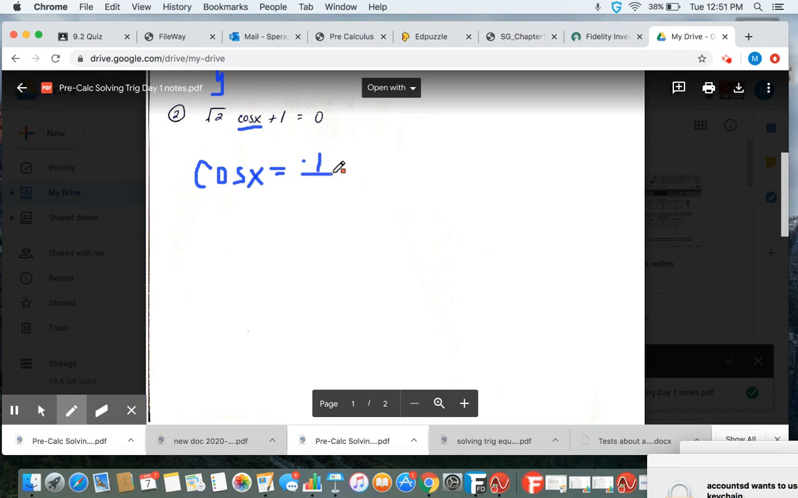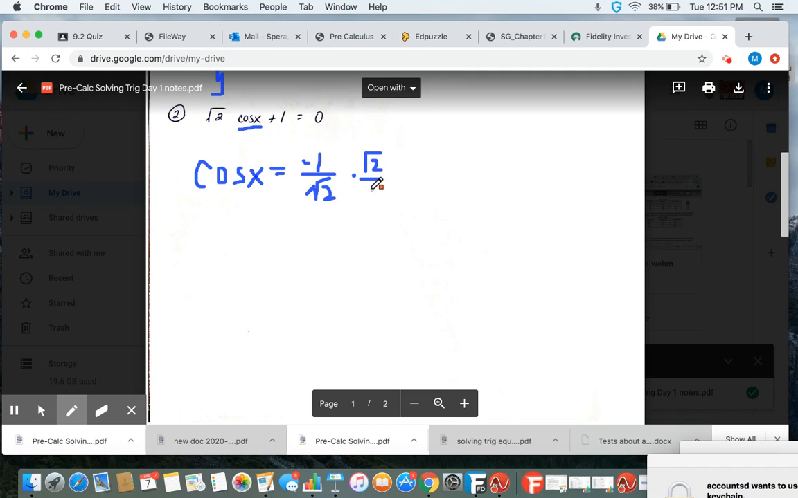equals negative 1 over the square root of 2. All right, so cosine x equals negative 1 times root 2. Or, I'm sorry, negative 1 over root 2. Now, we know we can't have a radical in the bottom, so we would have to rationalize, which means multiply the top and bottom by the square root of 2.